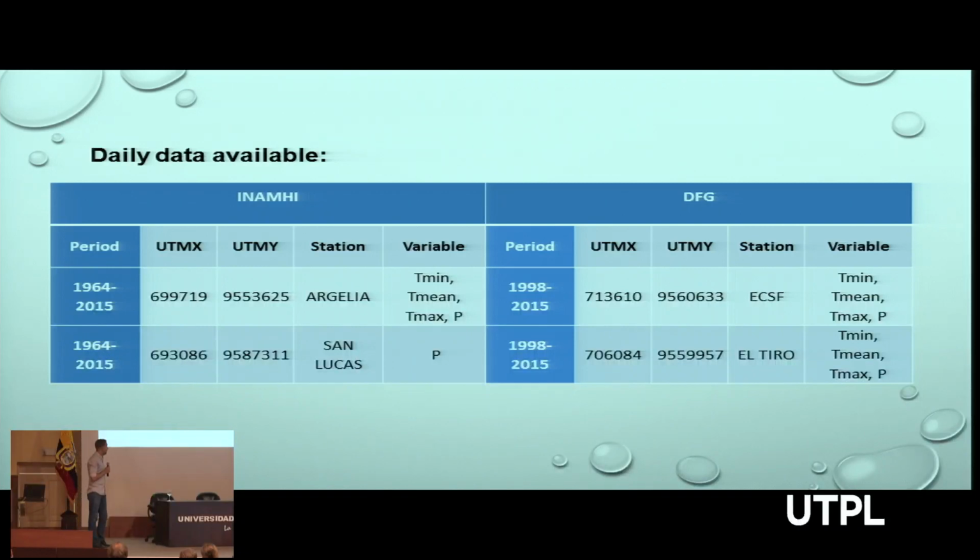So for the study, we take this time period, 1998 to 2015, so that we can compare the tendencies or the trends of all stations. The only station which has only precipitation data available is San Lucas. The other stations also have temperature data.